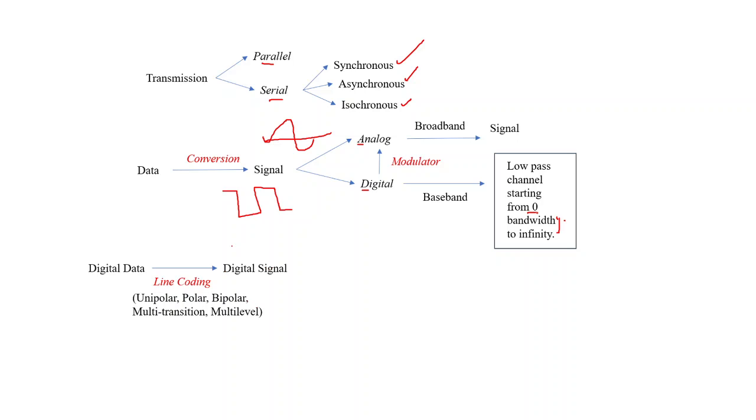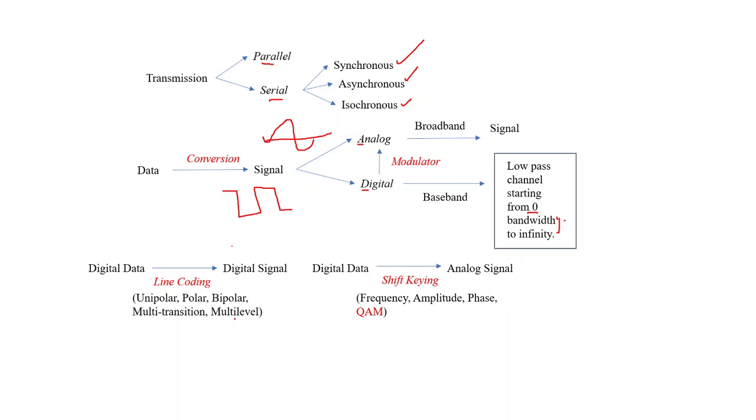Now, in order to convert digital data to a digital signal, we use line coding mechanisms. It will be unipolar, polar, bipolar, multi-transition and multi-level. I am not going into detail on how this line coding happens, because this actually needs a whole lecture dedicated to only line coding.